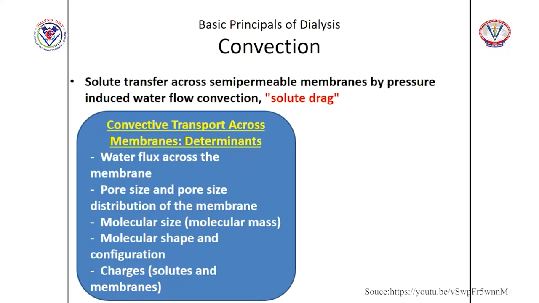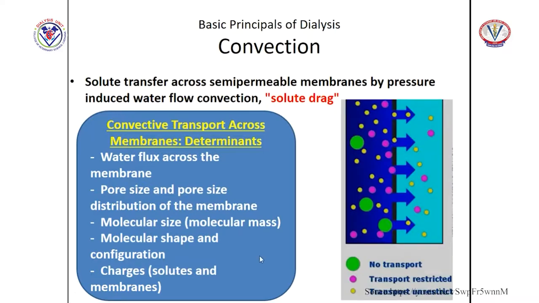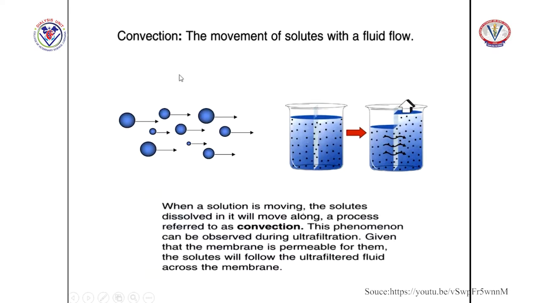Pore size of the membrane. The bigger the pore size, the more the molecular removal. Molecular size. The larger the molecule, the less the movement. So in conventional therapy, we find that very big molecules like albumin are not removed, while middle-sized molecules can be easily transported. So, movement of fluids carrying dissolved solutes depends upon ultrafiltration rates and transmembrane pressure, and more efficient middle-sized molecular removal.